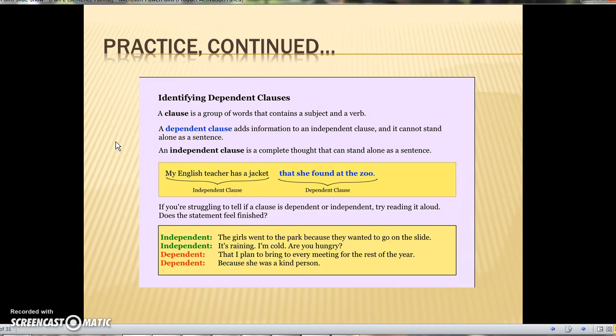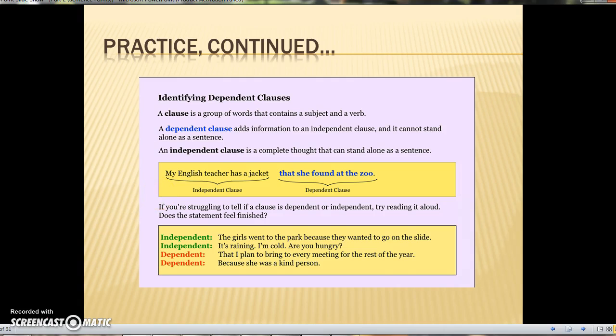This is just extending it to think about dependent versus independent clauses. So, my English teacher has a jacket that she found at the zoo. Well, we've got to recognize that, right? That she found at the zoo. That, again, is a relative pronoun. It's not a subordinating conjunction, but it's a relative pronoun, and that can still trigger a dependent clause. That she found at the zoo. Well, what did she find at the zoo? Well, my English teacher has a jacket that she found at the zoo. We could take the independent clause out and it would make a complete sentence.